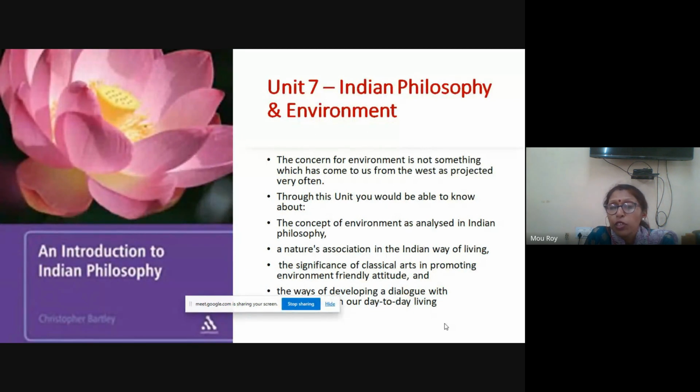So, after going through this unit, you would be able to know the concept of environment as analyzed in Indian philosophy, nature's association in the Indian way of living, the significance of classical arts in promoting an environment friendly attitude. That is what is very much required, and the different measures to be taken so that you can protect the environment.